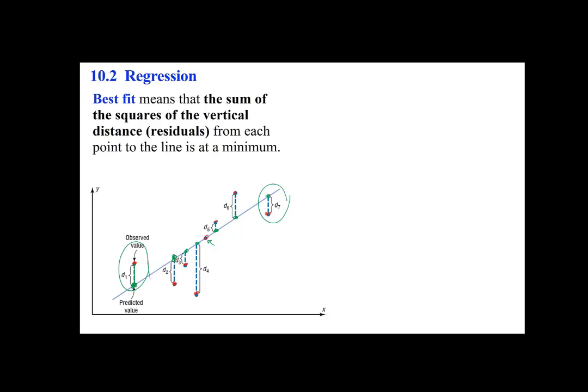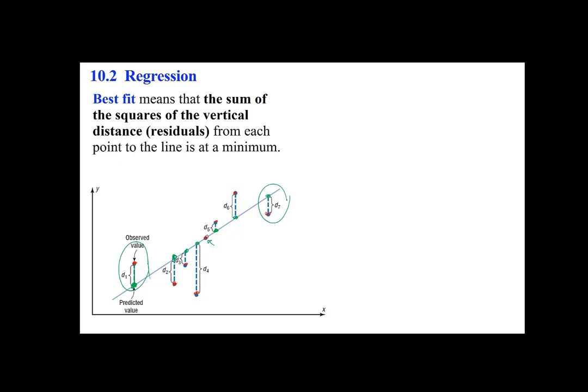So what is the difference? The difference is the y coordinates, the distance between the two numbers along the y axis. So what is the best fit? We want to minimize those distances. Notice if the observed value is above the line, the difference between the two is positive. If it's below the line, it's negative.